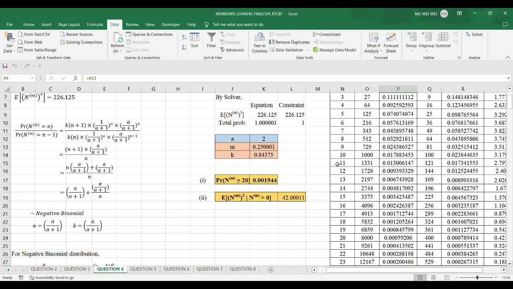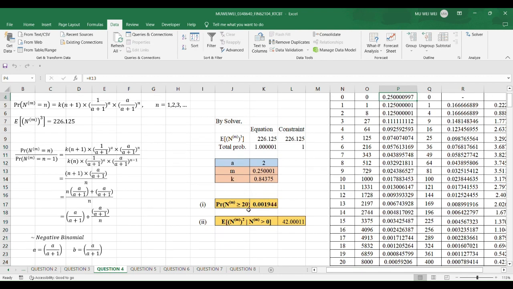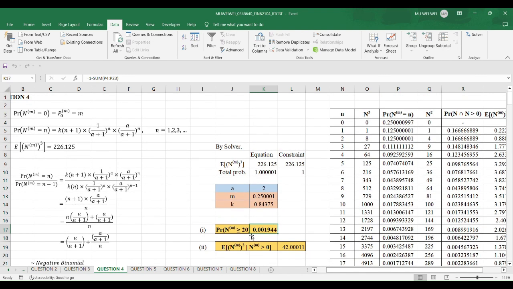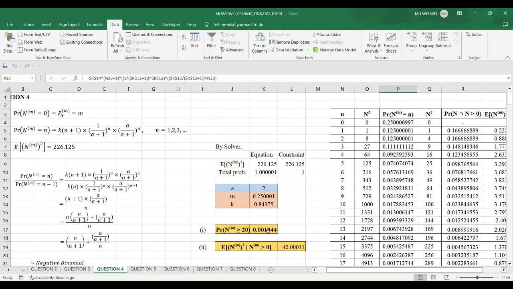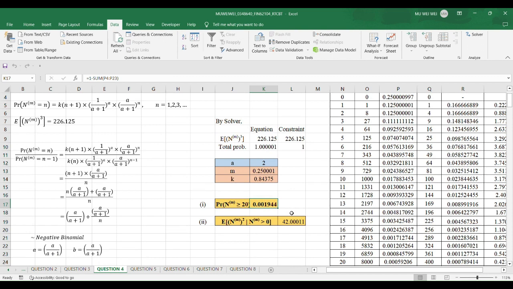Probability that the number of planes will be at least 20. It is the probability that Nm is larger than or equal to 20. So this equals 1 minus the probability of Nm less than 20. So to get this value, it is equal to 1 minus the sum of the probability of Nm equals 0 until the probability of Nm equals 19, which is until the cell P23 here. So we get the value of 0.001944 for this probability.